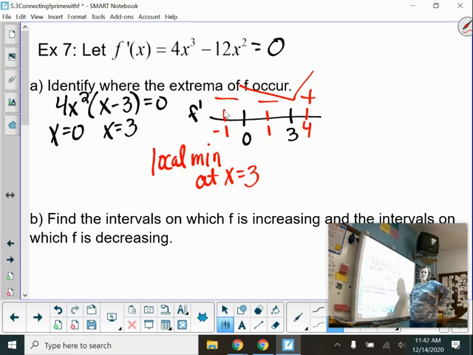0 has no effect on the extrema because there's no sign change at 0. We're decreasing before 0, we're decreasing after 0, so there may be something else going on at 0, but it's not an extreme value.